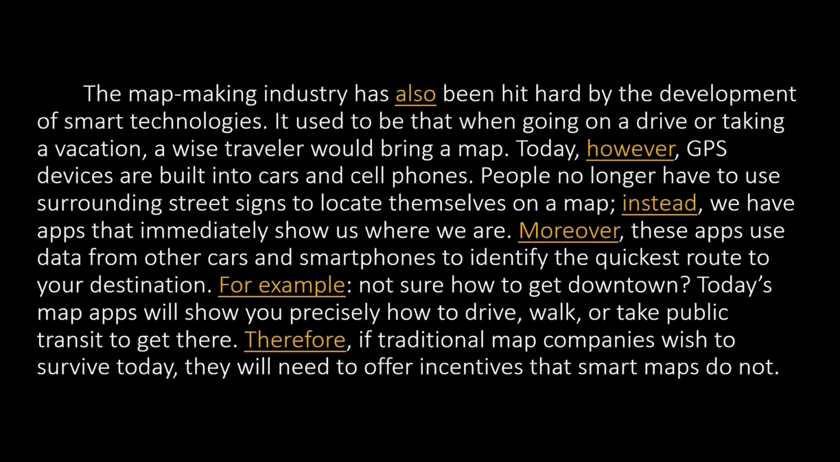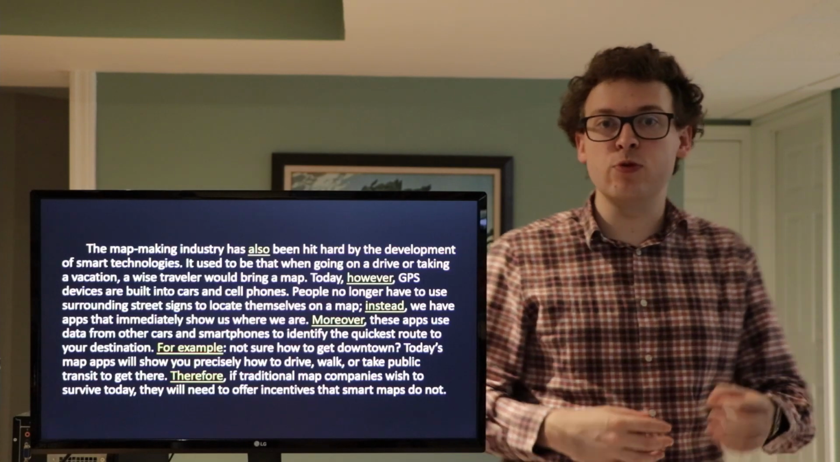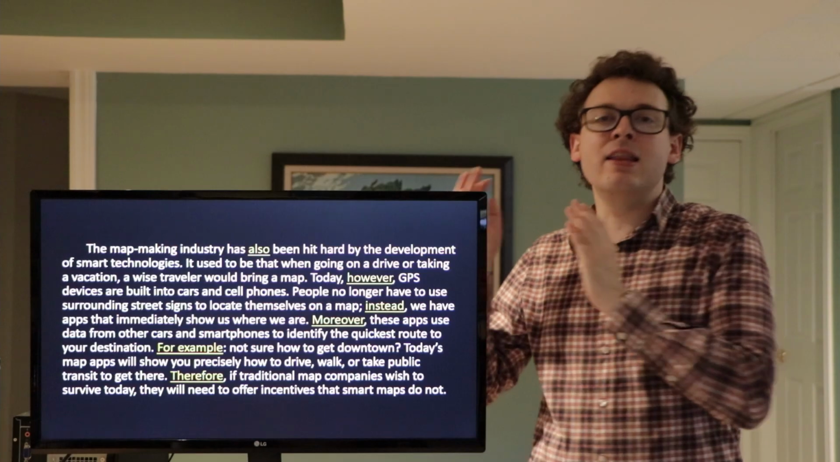It used to be that when going on a drive or taking a vacation, a wise traveler would bring a map. Today, however, we're just going to pause there. That, however, is setting up a difference between what was, what we used to do, and what we do now, what we do today. That's what however does. It creates a contrast between what was in the previous sentence and in the next sentence.